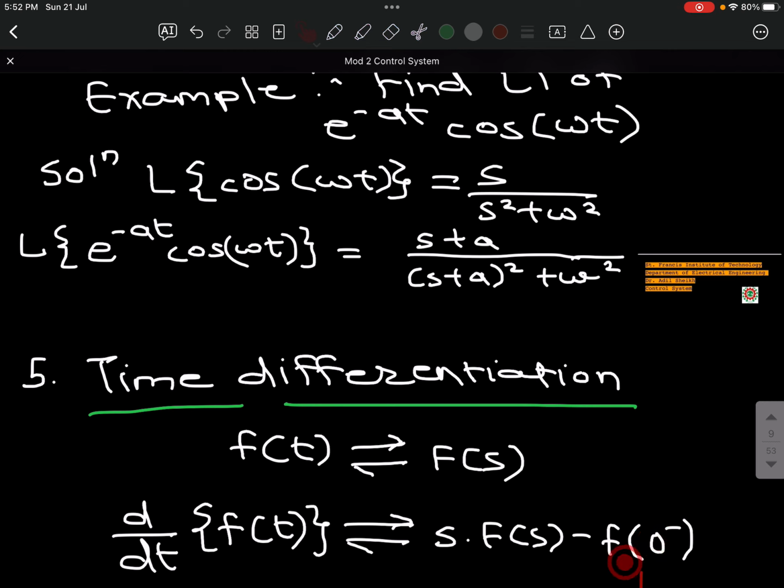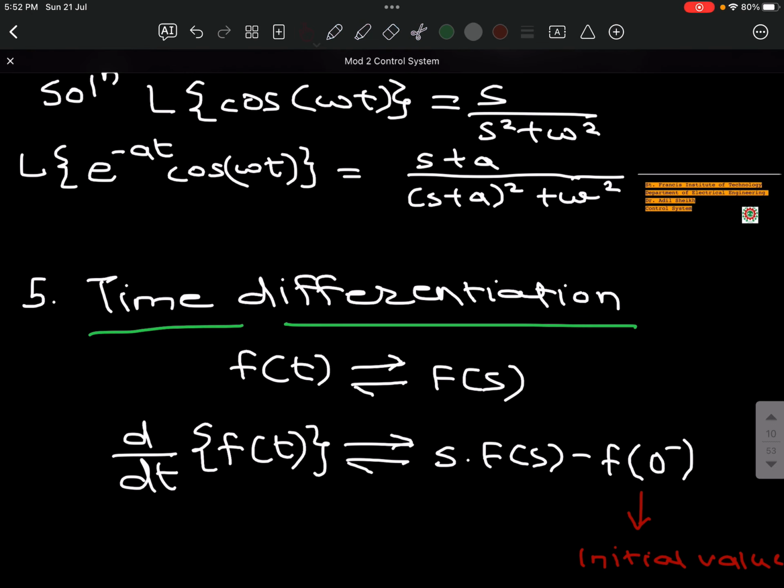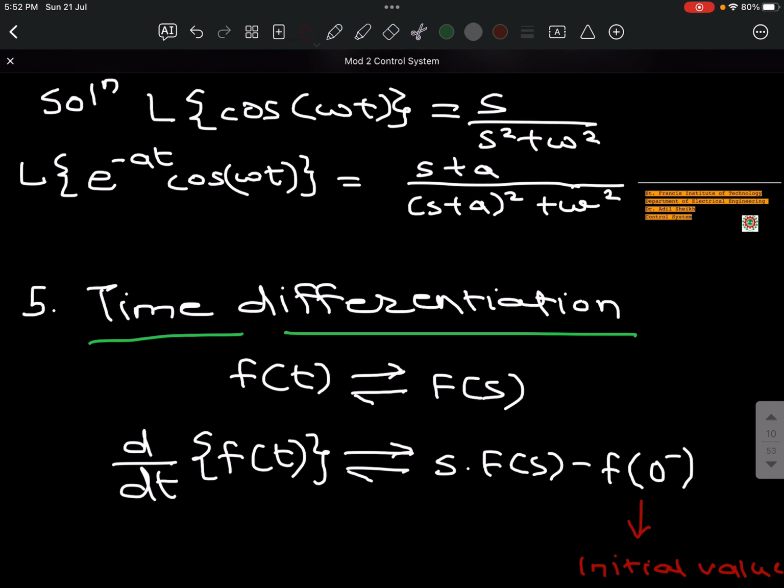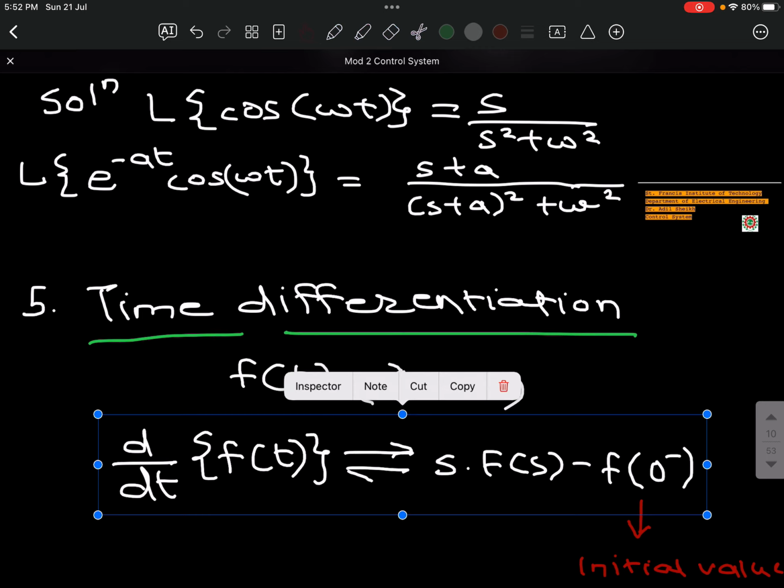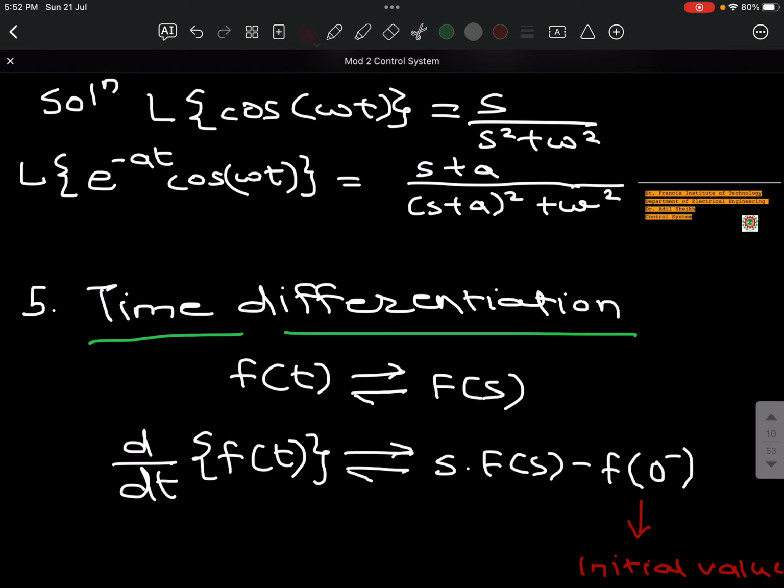Now what does this f(0-) represent? It represents an initial value. So for any system, if there is an initial value, this will be present. However, if we assume that the initial condition is 0, then it will be considered as 0. So this term depends on what has been mentioned in the question. If in the question it is mentioned that the initial value is 1, this term will come into the picture. However, if it is mentioned that the initial condition is assumed to be 0, then this term will be 0.